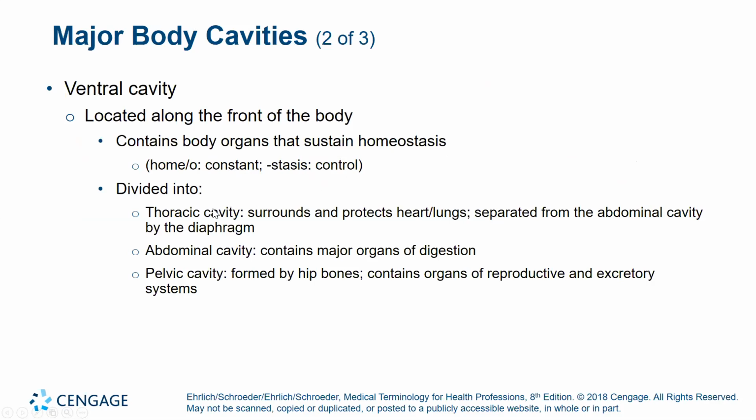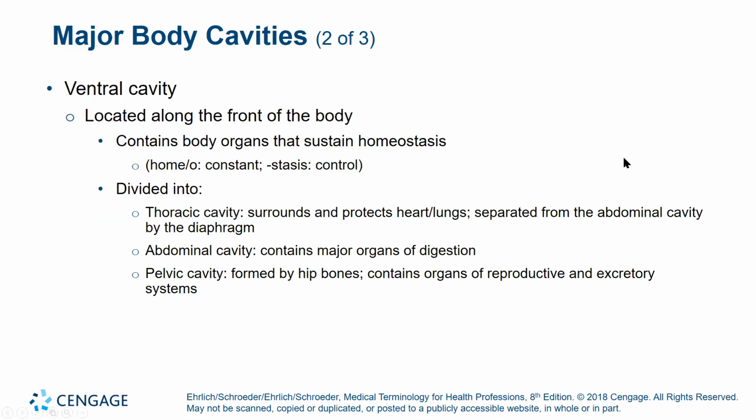The ventral cavity is then divided into the thoracic cavity, which surrounds and protects the lungs and heart. The lungs and heart are separated from the abdominal cavity by the diaphragm. The abdominal cavity contains the major organs of digestion. And then we have the pelvic cavity, formed by the hip bones, which contains organs of the reproductive system.